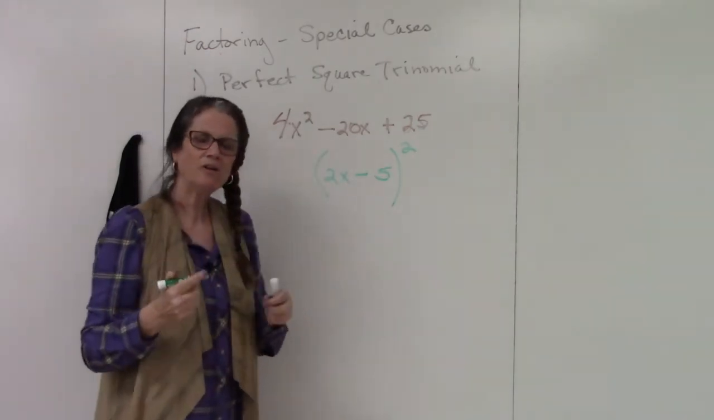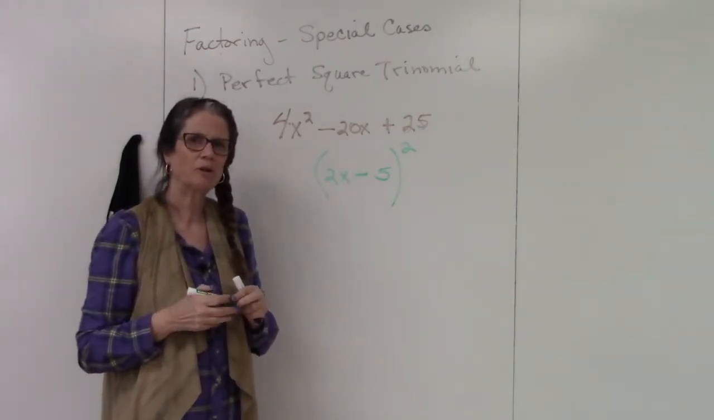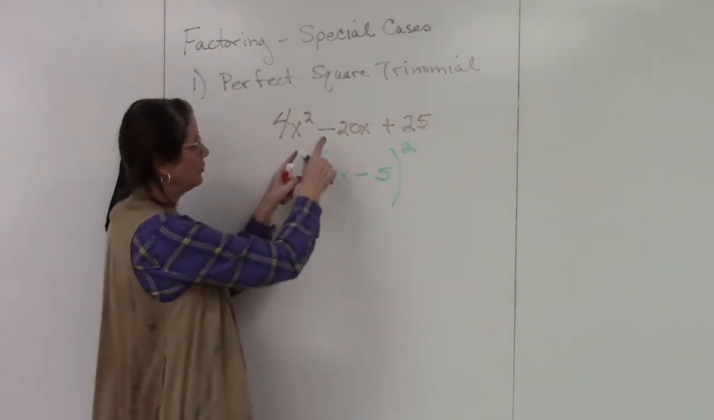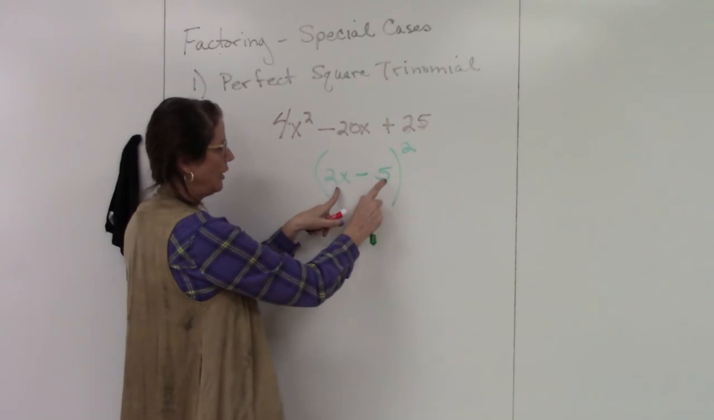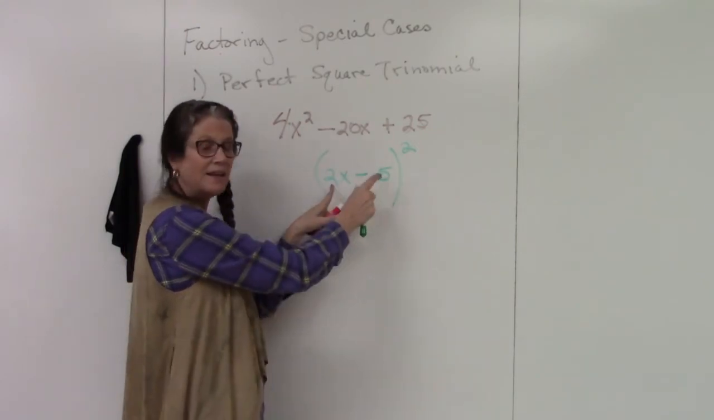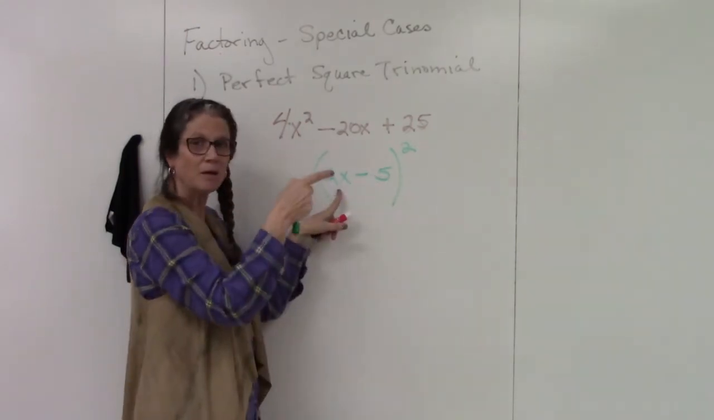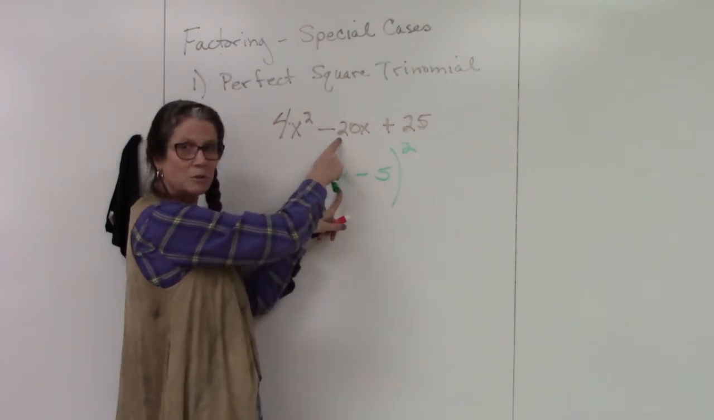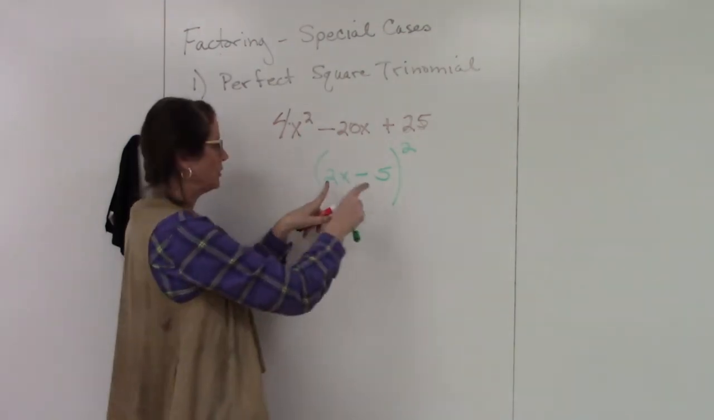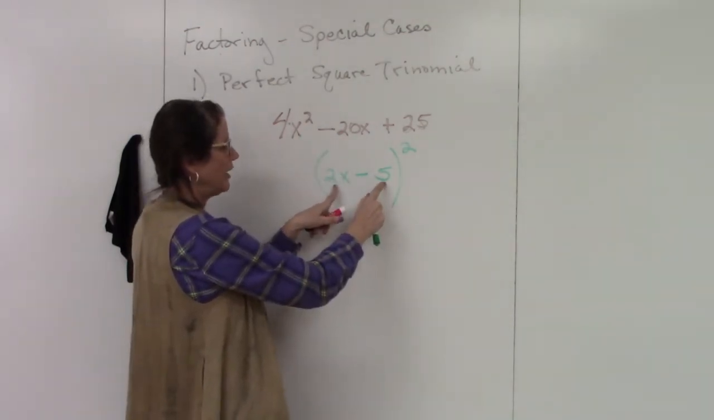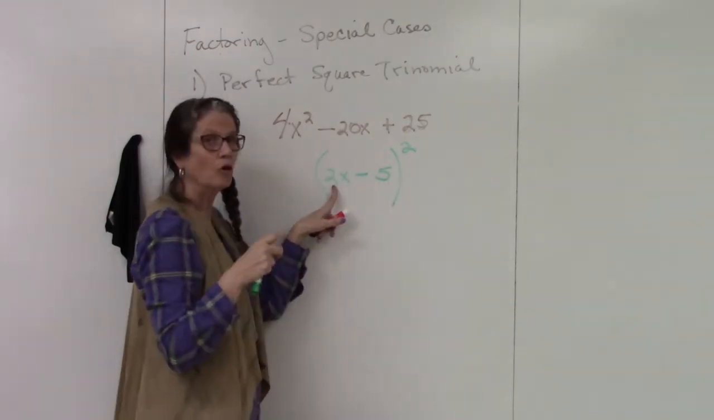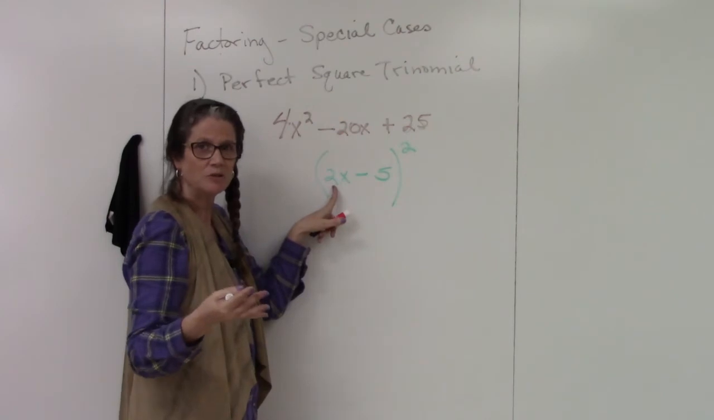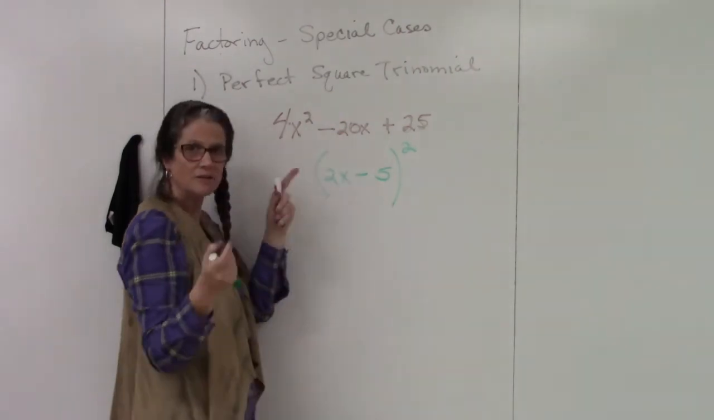Now how do I know for sure if it's a perfect square trinomial? Well, a perfect square trinomial means if I multiply these two, so 2x times negative 5, I'm going to get negative 10x. If I can double that and I get this middle term, it's a perfect square trinomial. So 2x times negative 5 is negative 10x, doubled, negative 10 times 2 is negative 20. There it is. I'm good to go.